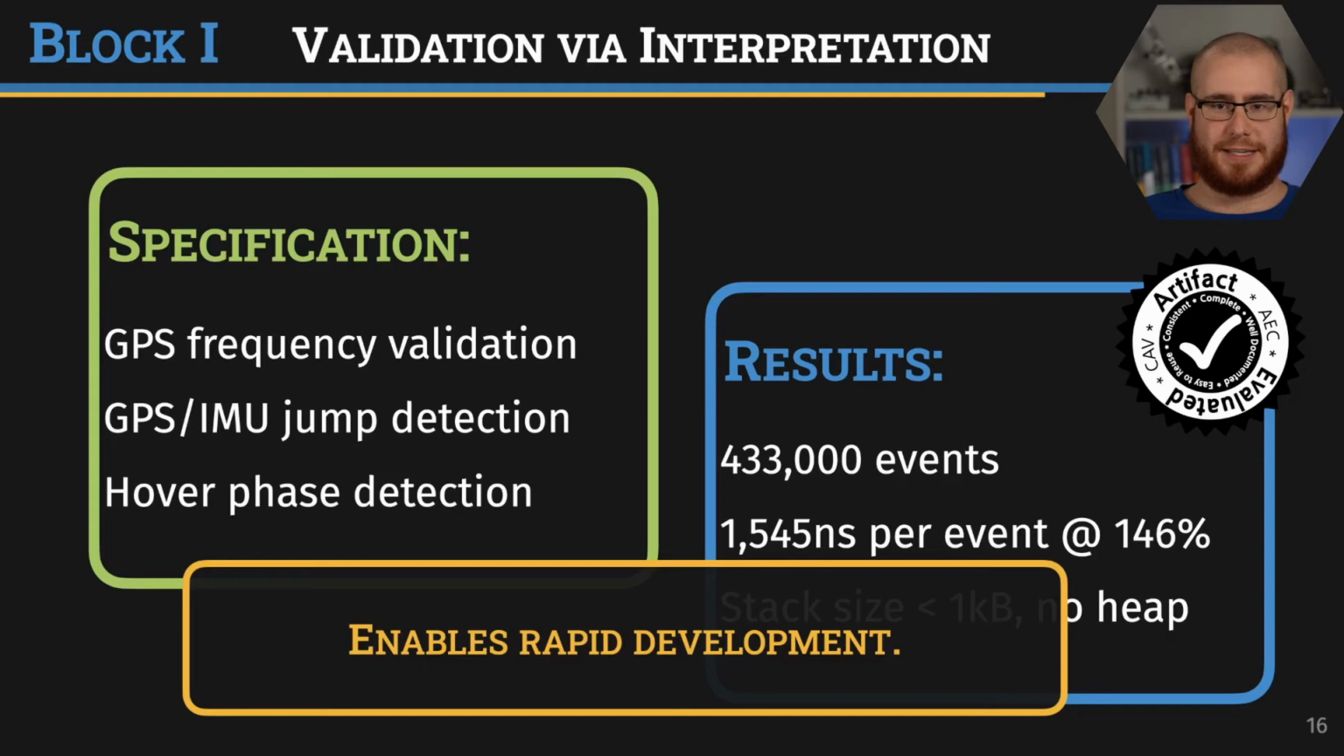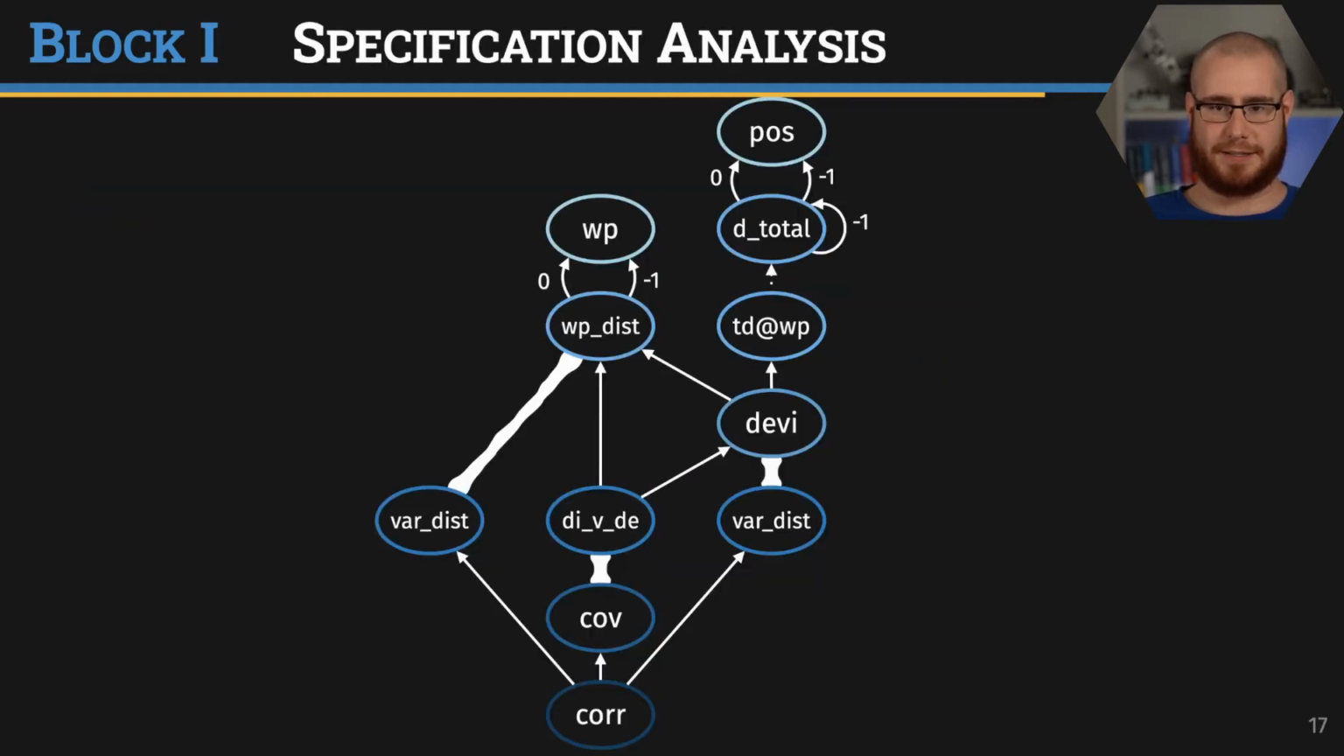The second thing was the specification analysis, and for this we first compute the dependency graph of the specification. What you can see here is the dependency graph for the waypoint specification. In the dependency graph there are a couple of different arrows. These solid arrows indicate that there is an access, in this case with an offset of -1 or an offset of 0. This arrow here is a sample and hold operation. And these thick lines indicate sliding window aggregations.